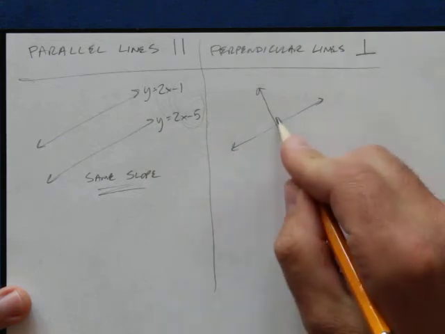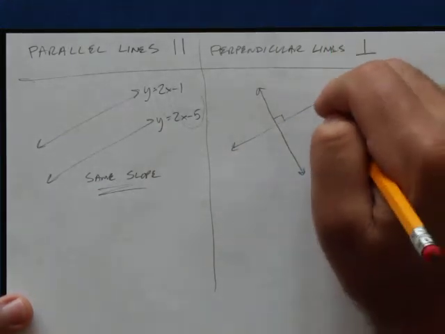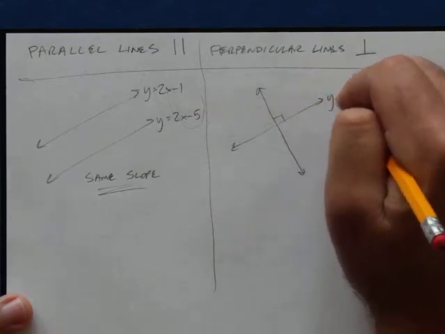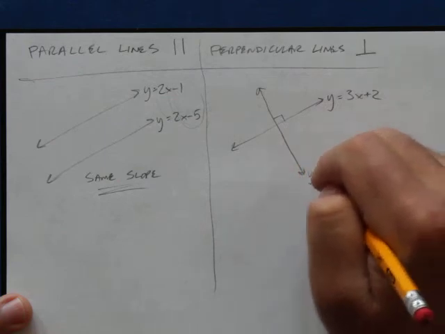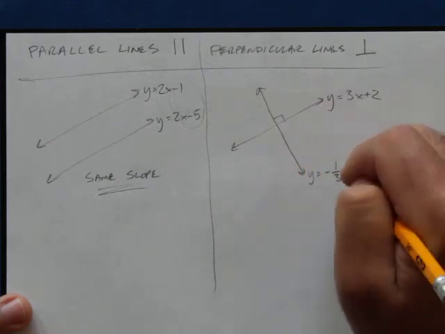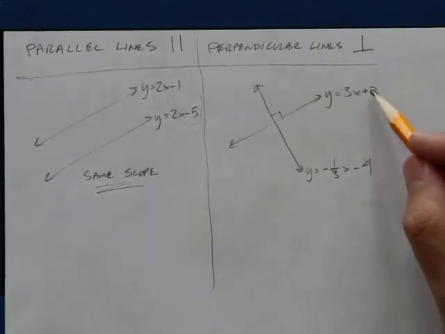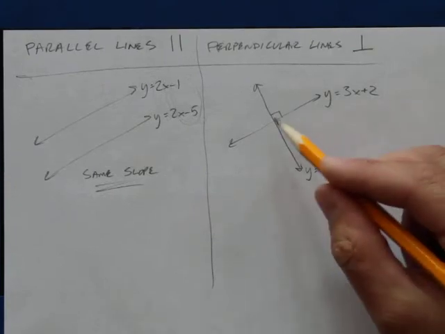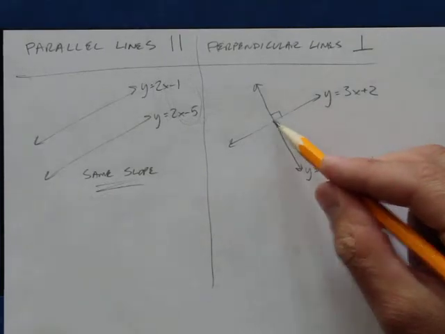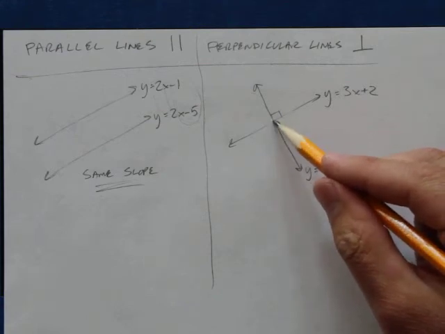When they cross one another, they cross each other at a right angle or at 90 degrees. One of these might be y equals 3x plus 2, while the other one might be y equals negative 1/3 x minus 4. Their y-intercept could be the same, because that would be where they cross, right there. So their y-intercept could be the same. They could cross on the y-axis.